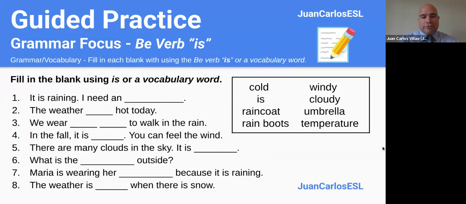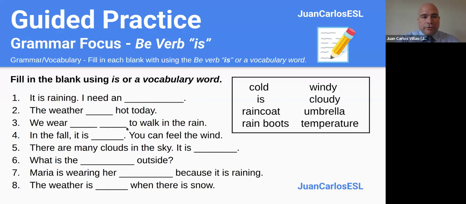So the guided practice exercise consists of 8 sentences. There is a word bank for you to use. From this word bank, you'll be choosing a word that best fits the sentence to fill in the missing space. Okay.